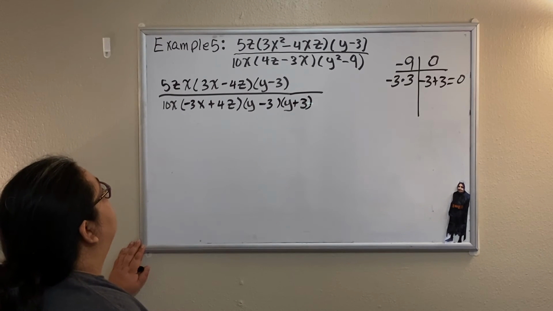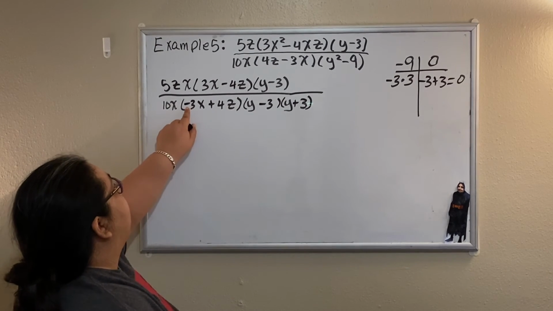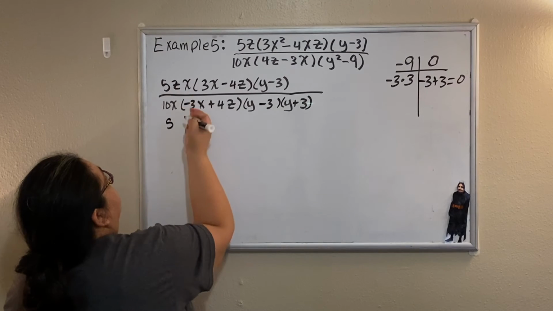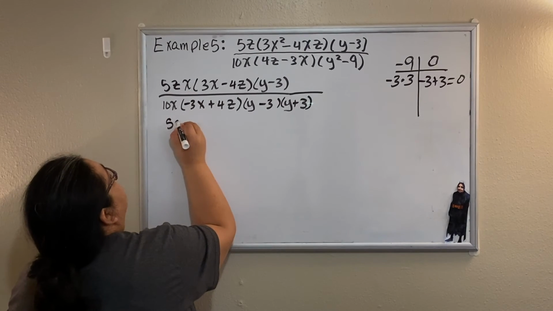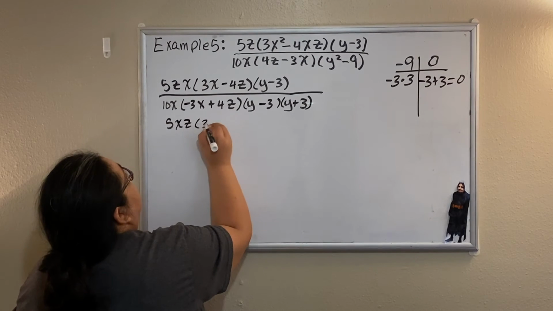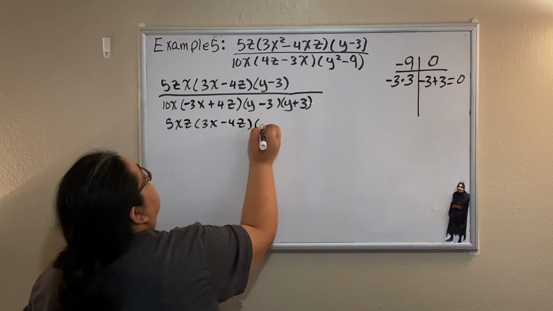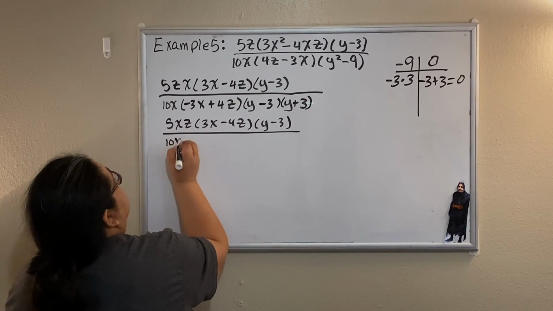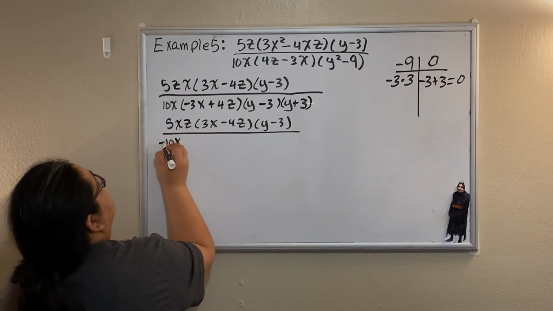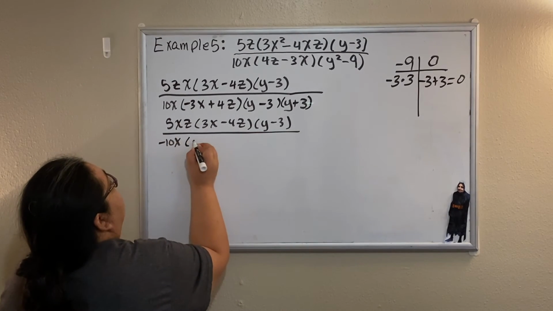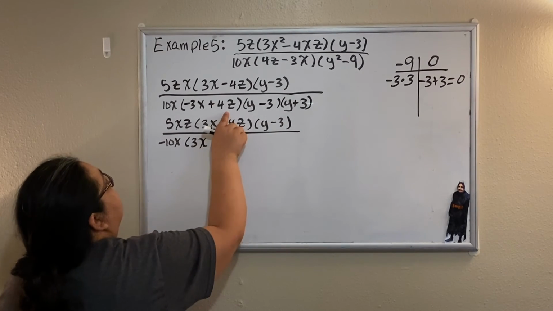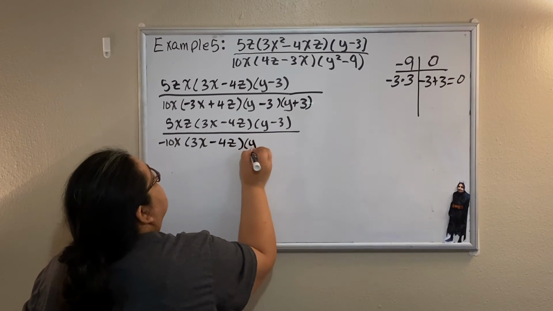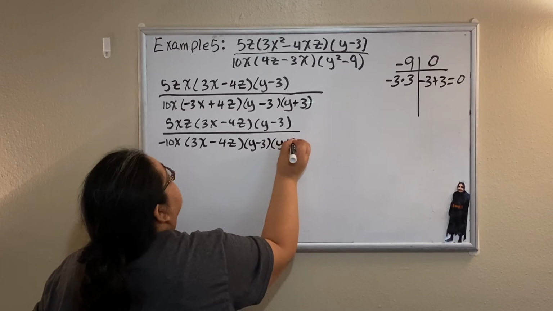Okay, so now I want to factor out the negative from the 3x. So we're going to rewrite all of this. We're going to say 5, and then we're going to reverse the x and the z just so we can have it in alphabetical order. So xz times 3x minus 4z times y minus 3 all over 10x, and we're going to take out the negative from here. So it's going to be in the front. It's going to be a -10x times, and now that's going to change to a +3x, and this +4z is going to change to a -4z. Close parentheses, times y minus 3 times y plus 3.